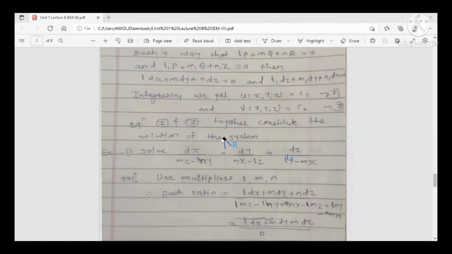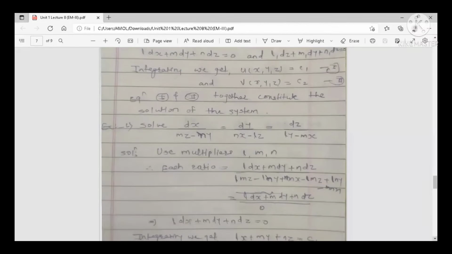The example is: solve dx upon mz minus ny is equal to dy upon nx minus lz is equal to dz upon ly minus mx. This is clear that it is a symmetrical simultaneous differential equation.